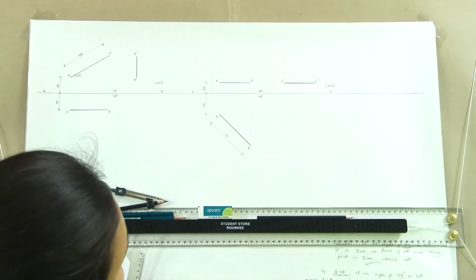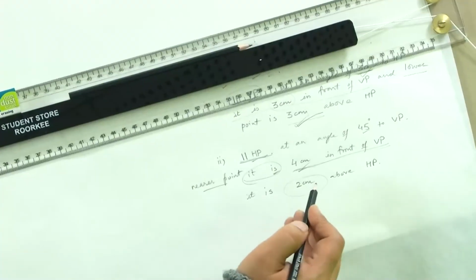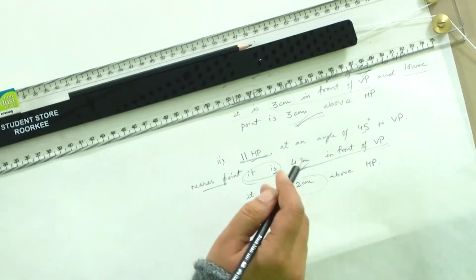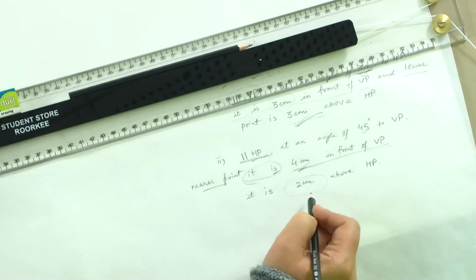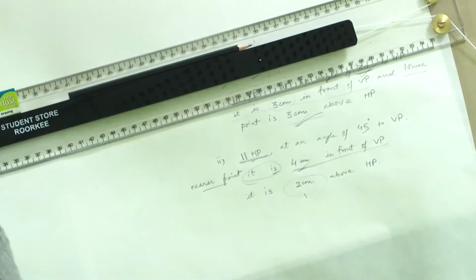Everything else remains the same. It is 4 centimeter in front of VP. The only thing that changed was it is 2 centimeter above HP. So, instead of 2 centimeter above HP, it is now contained in HP, which means it is at 0 distance from HP, and hence this becomes 0 and the line merges here.